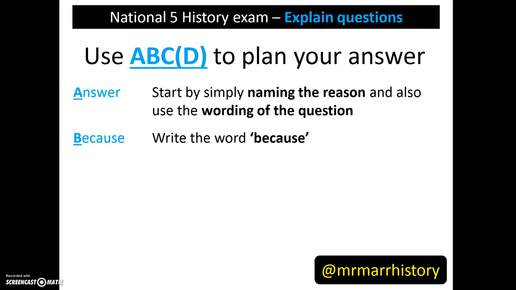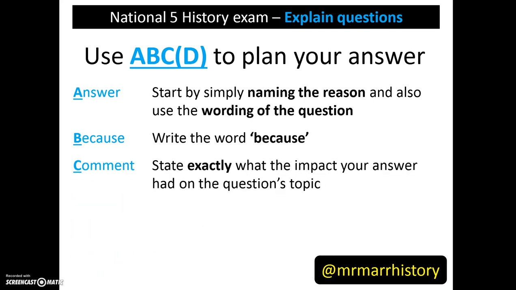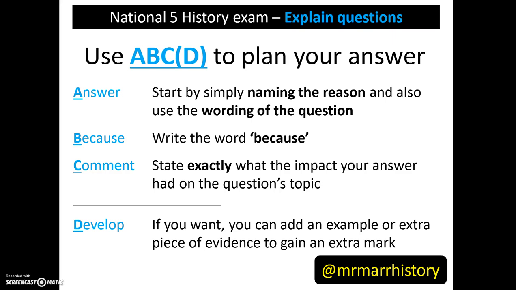Then, under our ABC method, you would simply state the word because. And finally, using C from ABC, you would give a comment. You would state exactly what impact the point you've made in your answer had on the question's topic. If you wish, you can also gain an extra mark by developing the point, which is where our D comes in. This is where you simply give an extra piece of evidence or an example which further supports your answer.